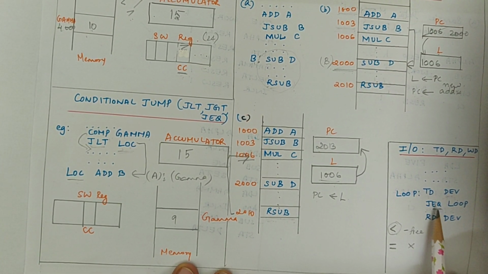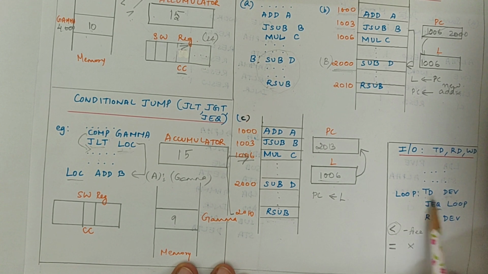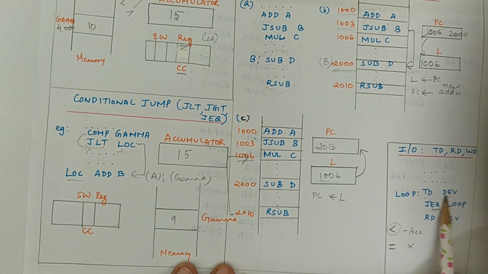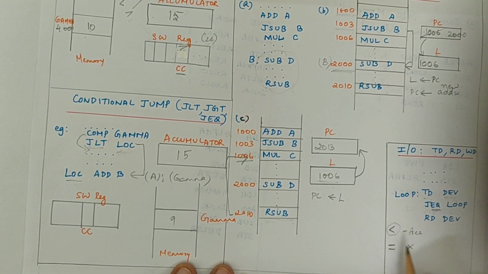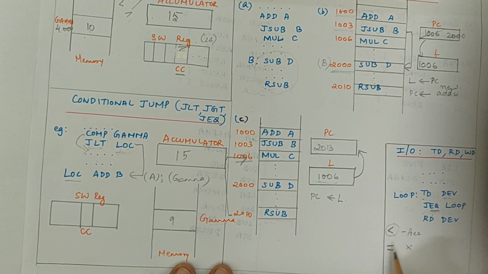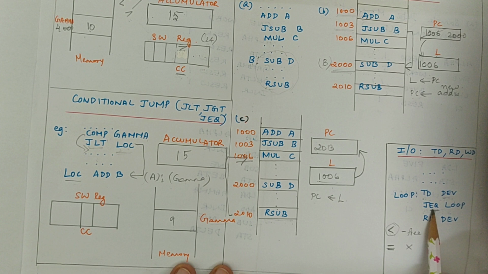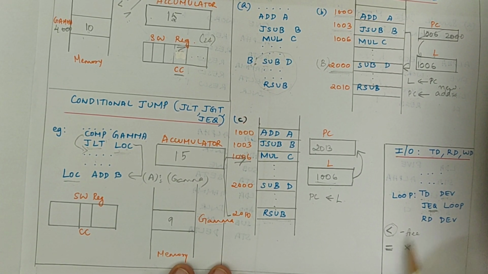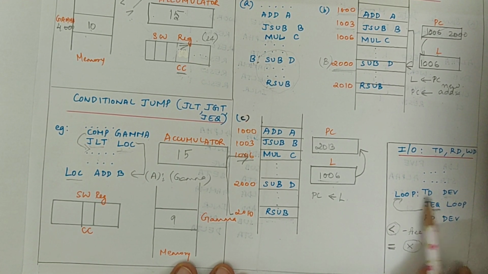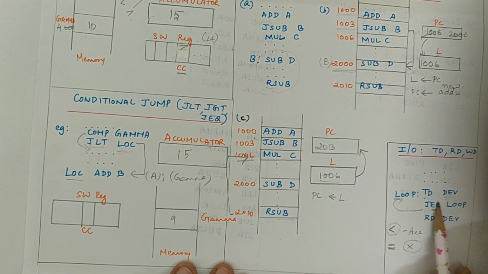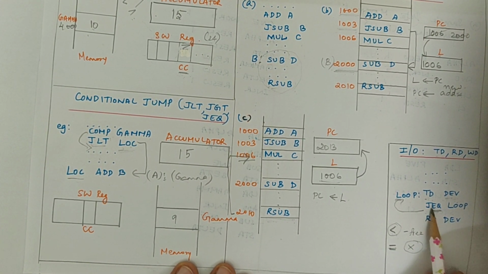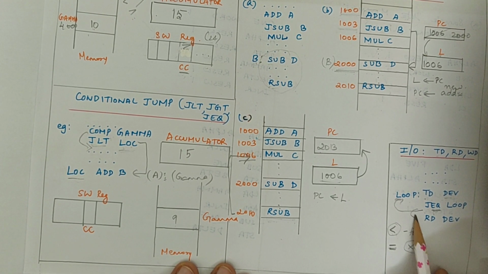So what happens? I'll come once again. You have the test operation TD happening. TD will test the device DEV. If the device is ready, then it will be set with less than. If the device is not ready, it will be set with equal to. So it will check if the value in the status word is equal to. If it is equal to, the device is not ready, so you will keep on checking the device again. When the device gets ready, the status word will be set with less than. So this condition will go false, and then it will go to the next instruction.